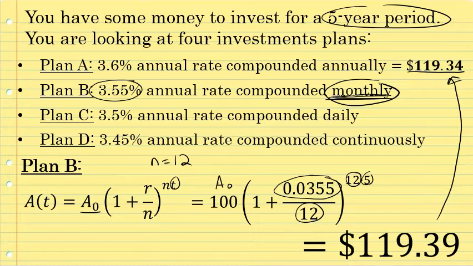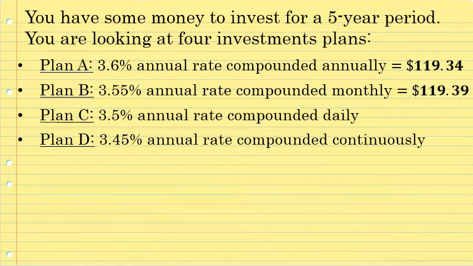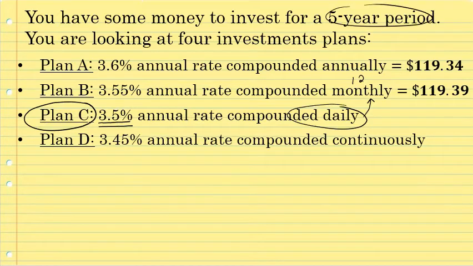After looking at Plan A and Plan B, we can see that Plan B is a slightly better plan. Let's take a look at Plan C. When considering Plan C, the first thing that jumps out at me is that this interest will be compounded daily. The interest will be compounded a lot more times than in Plan B, which was only compounded monthly, 12 times per year. However, the rate of Plan C is slightly smaller than the rate given in Plan B. Let's see how that affects the amount earned after 5 years.